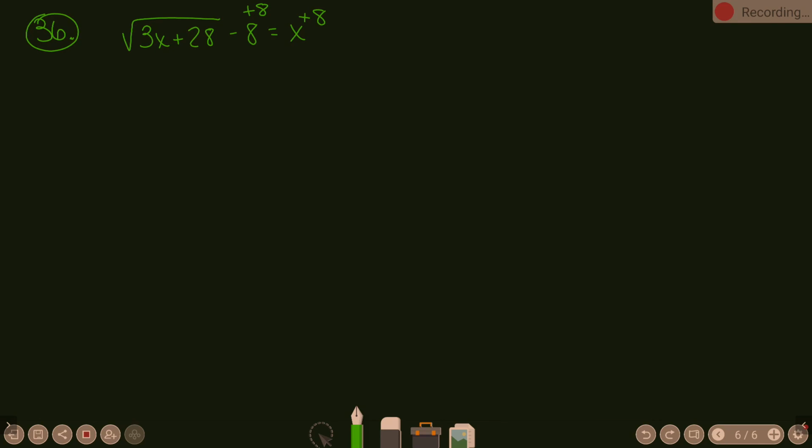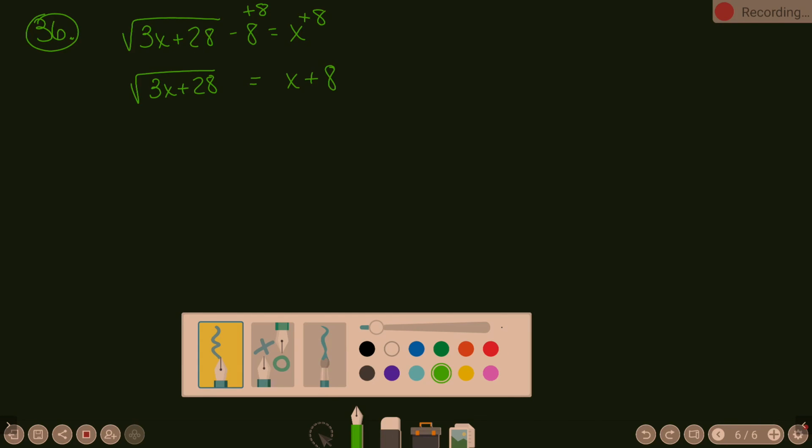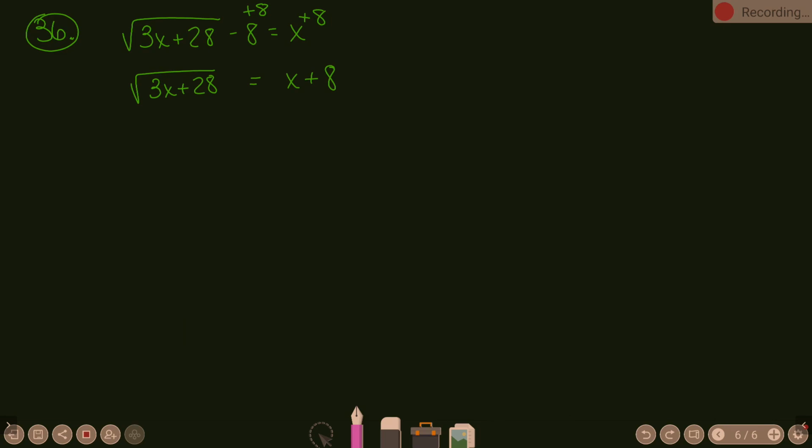So then I have the square root of 3x plus 28 equals x plus 8. The radical is by itself. What's my next step? Take both sides and square them. It is a square root, so we're going to square it. If I square the left, we're going to square the right.